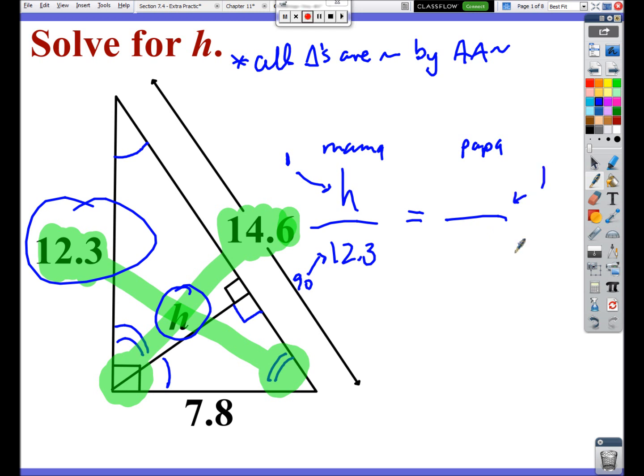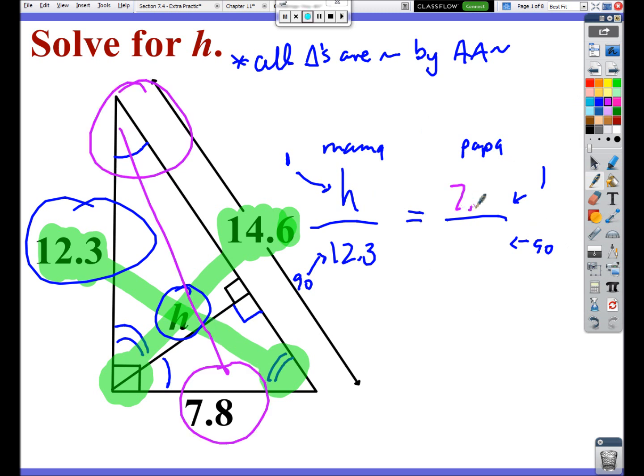So now in the Papa triangle, we're going to have to use a different ratio compared to what we used in the baby triangle. So Papa triangle, opposite the 1 is the 7.8. And opposite the 90 is again the 14.6. But once I cross multiply, I'm going to end up with the same exact problem. And in the end, I get that same approximate 6.57. So in the end, it didn't matter if we used Momma with Papa or baby with Papa. We got the same exact ratio, or the same exact answer, sorry.